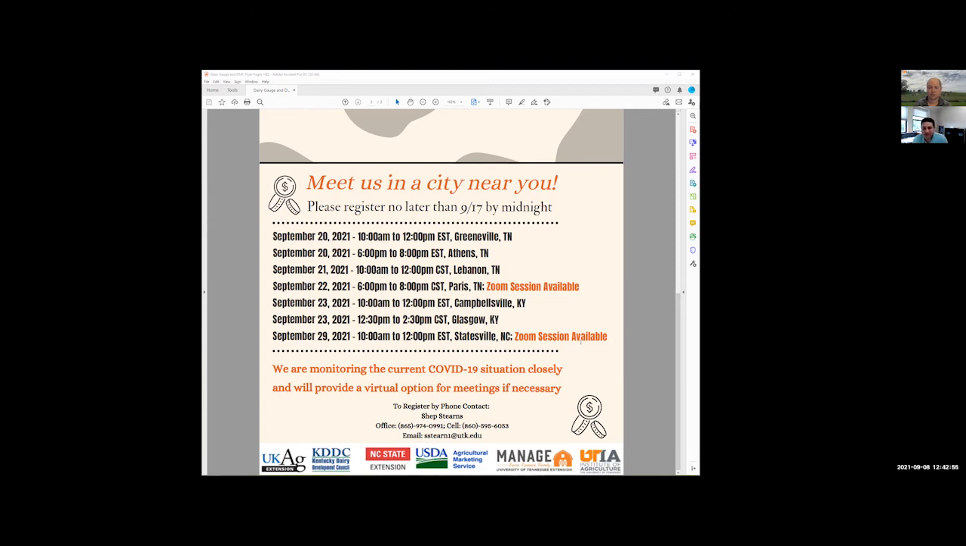But yeah, you can see the dates, the ones with Zoom sessions available. We'll be putting a lot of miles in. Yep, we're going to be tearing up the road, but we are looking forward to getting out there and seeing some of you in person again. We will be monitoring COVID-19. If anything happens, we will move to a virtual option or delay, but we will make sure we talk with all of you about that.